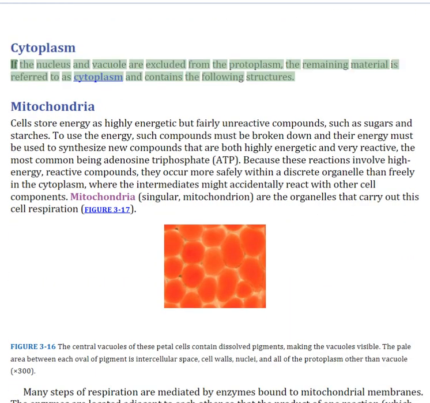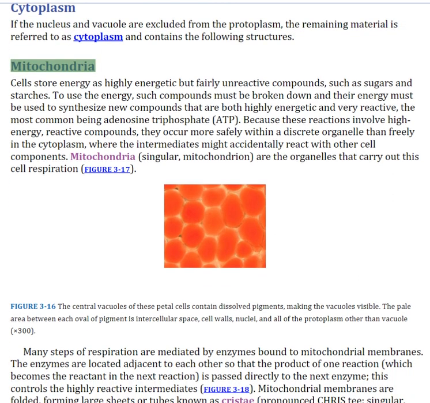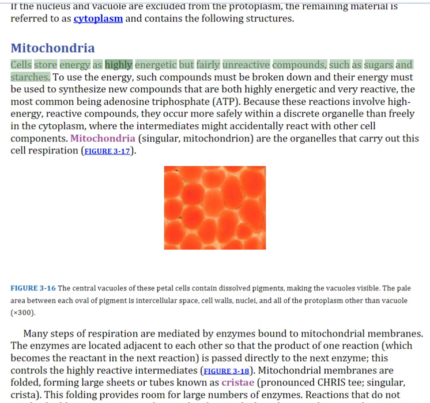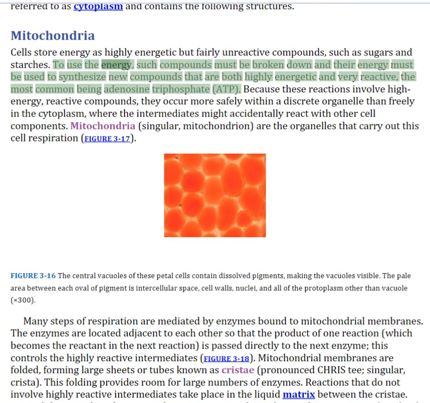Cytoplasm. If the nucleus and vacuole are excluded from the protoplasm, the remaining material is referred to as cytoplasm and contains the following structures. Mitochondria. Cells store energy as highly energetic but fairly unreactive compounds, such as sugars and starches. To use the energy, such compounds must be broken down and their energy must be used to synthesize new compounds that are both highly energetic and very reactive, the most common being adenosine triphosphate.